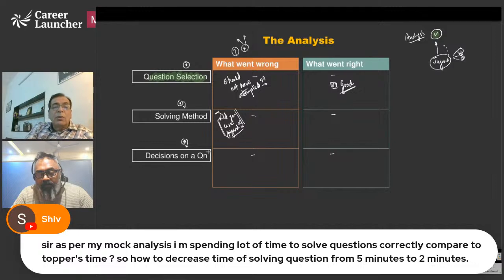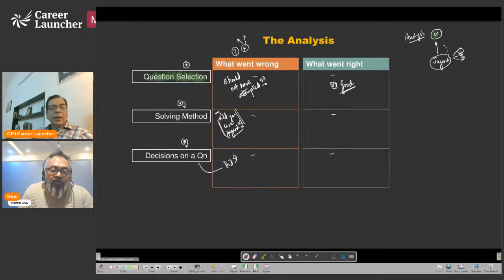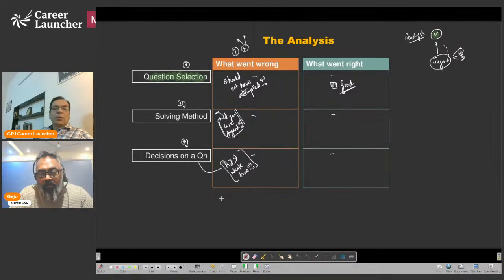The third thing which you need to look at in this regard is where did I waste time? Which means even when I'm solving the question, what is the method I adopted? The decision on the question is there, there's a solving method. Where did I waste time? Should I have attempted those questions? So all these questions become extremely important for you, and that is the way you should start analyzing.